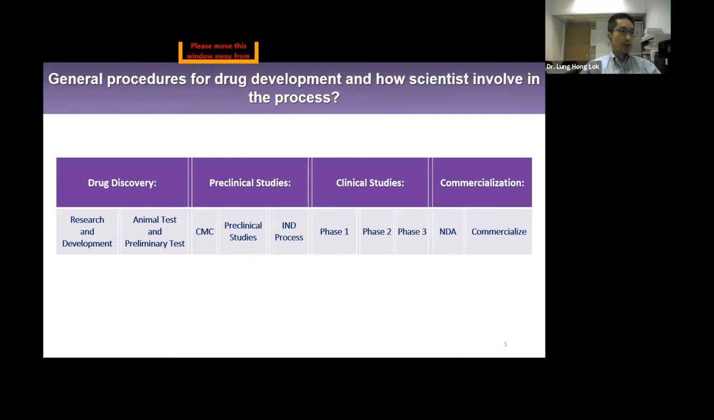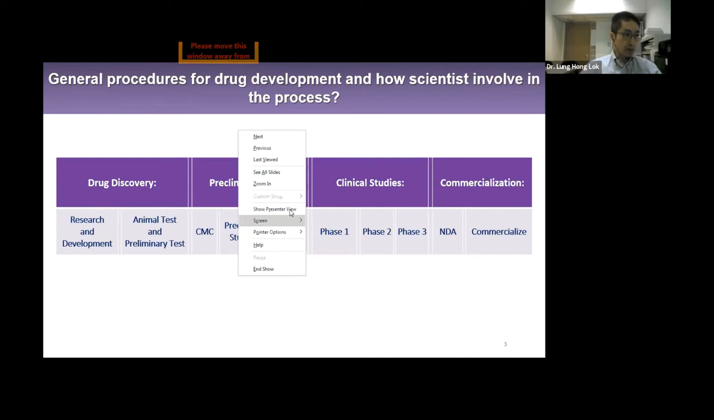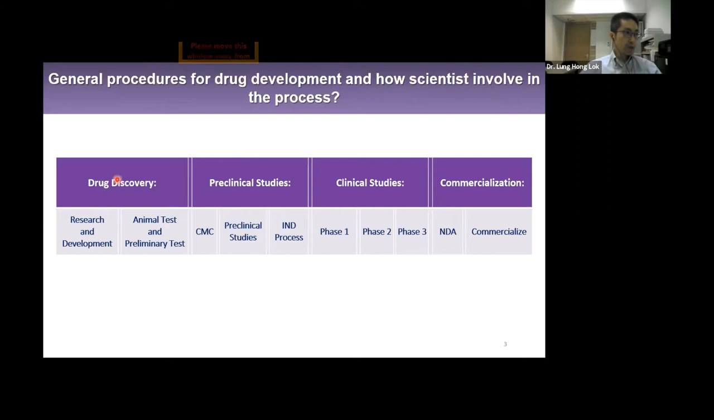This table will show you the general idea of the different phases of drug development. The first stage is the drug discovery stage. It mainly involves basic science research conducted in universities. Including myself, more than 50% of my work is in the drug discovery phase. Mainly the university professors or investigators are involved in this so-called basic science.